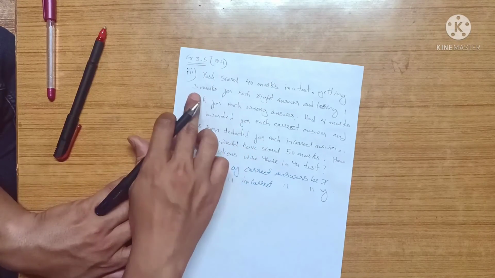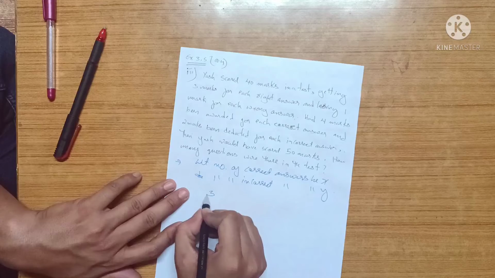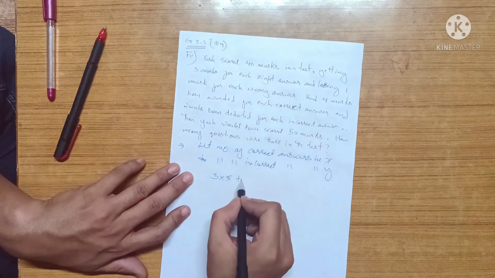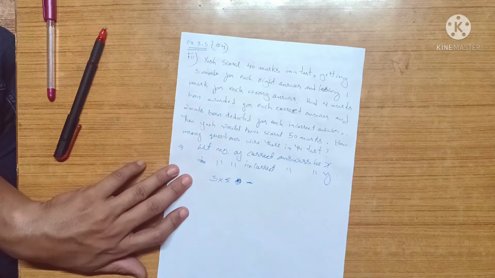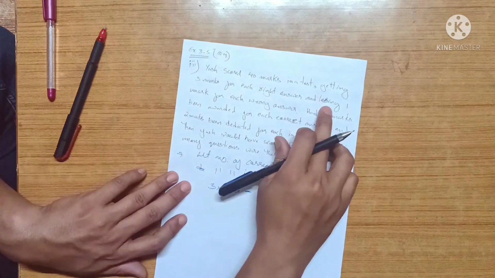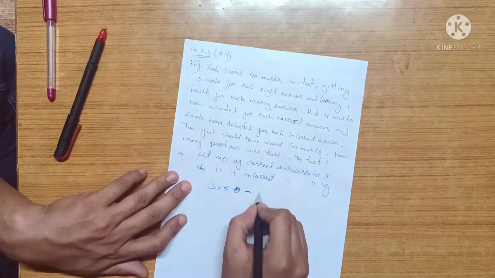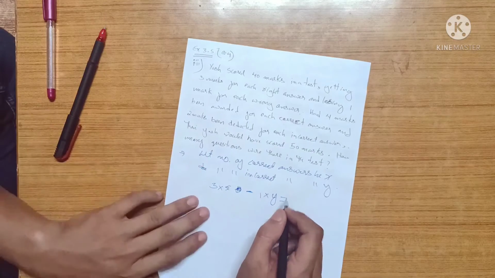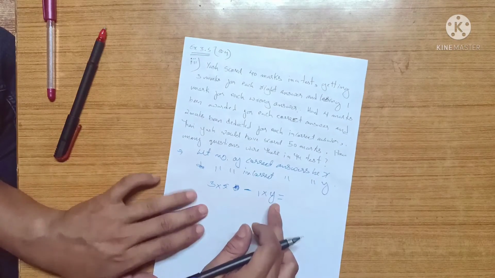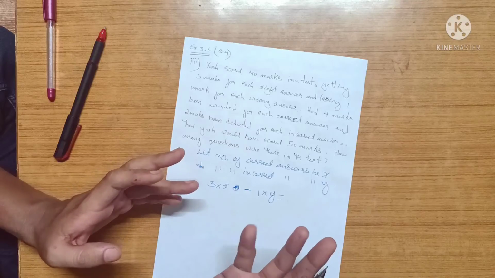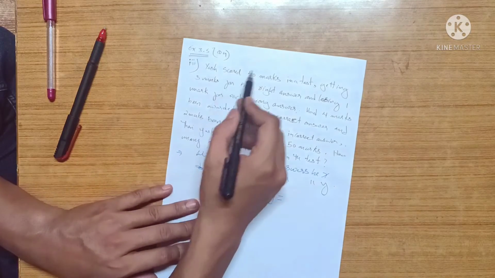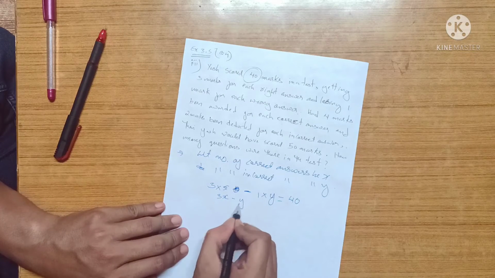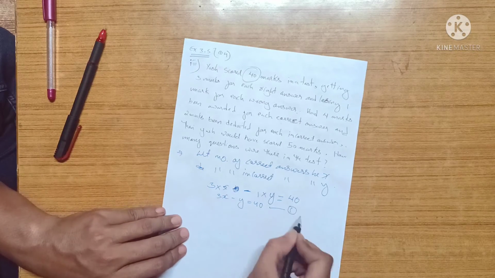According to the question, they're saying 3 marks for each correct answer. So 3 into the number of correct answers, x, minus, because we're supposed to subtract, losing 1 mark for each wrong answer. So 1 mark into y. If you subtract these two, we'll get the total number of marks, right? So total number of marks in this case is 40. So 3x minus y equals 40 is our equation 1.